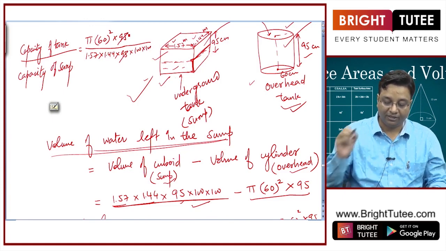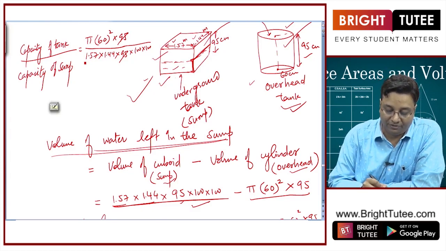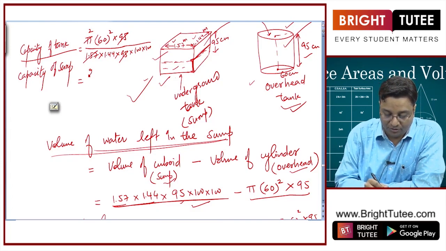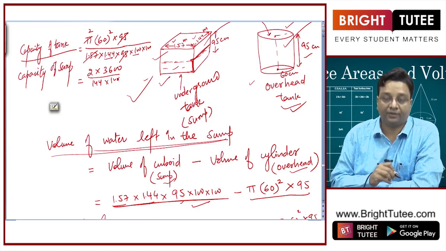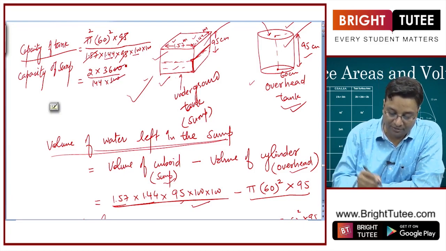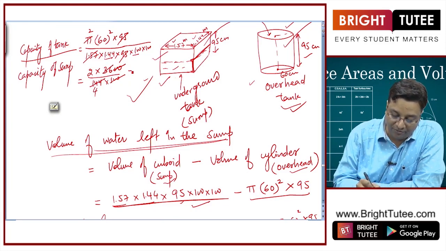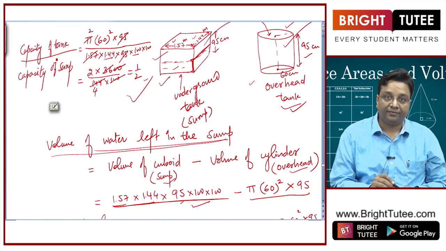So, 95 can be straight away cancelled. Pi is 3.14, which is double of 1.57. So I can write 2 here, right? So this is 2 into 3600 divided by 144 into 100. Okay, so these two zeros can be cancelled. 36 into 4 is 144, so 2 by 4 is 1 by 2. Hence I can say that capacity of the tank divided by capacity of the sump is 1 by 2.